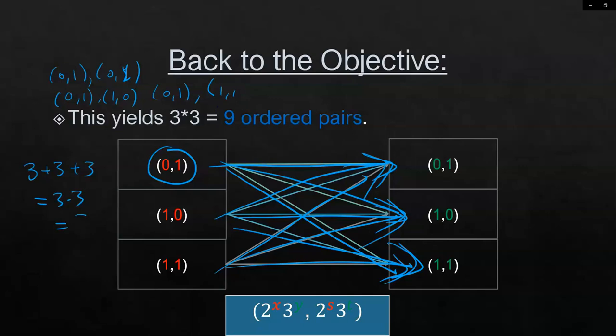Yeah, apparently I can't do math. That should be a 27? No, that doesn't make sense. What am I missing? Oh, nothing. I'm just losing my mind. That was fine, don't worry. So 3 plus 3 plus 3 is actually 3 squared, which is 9. So 9 ordered pairs. That's fine.